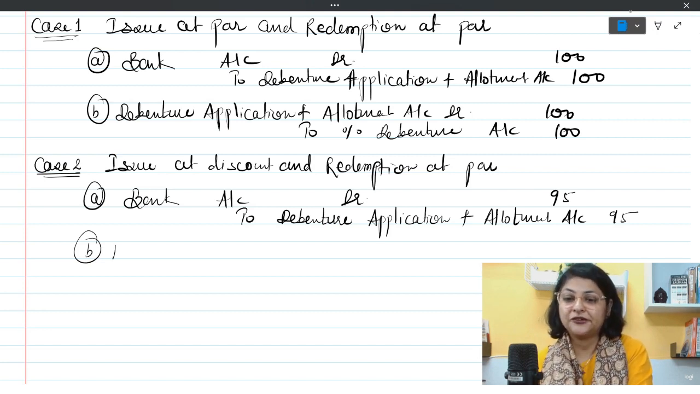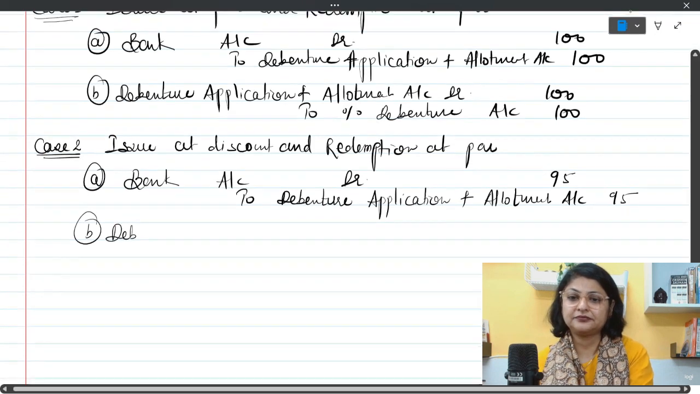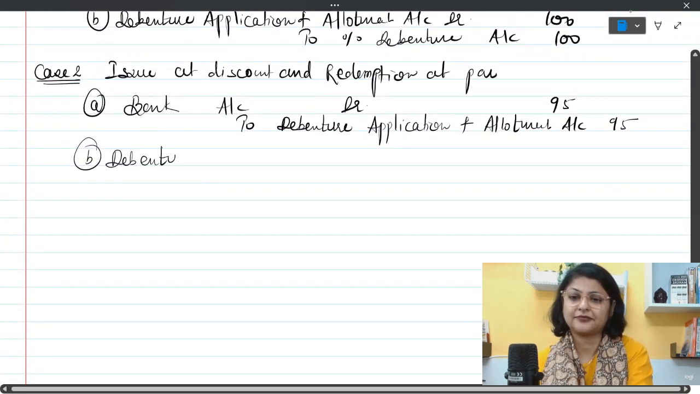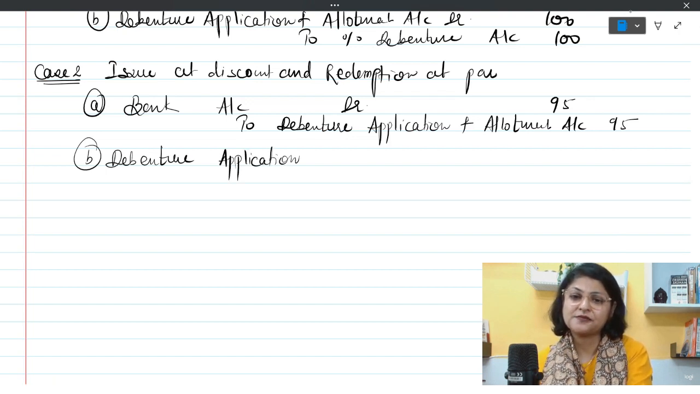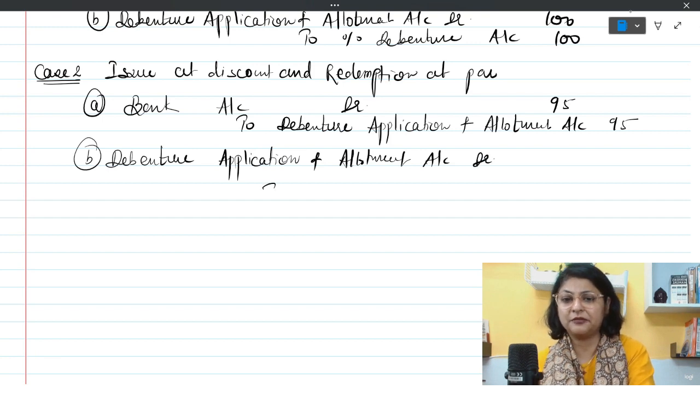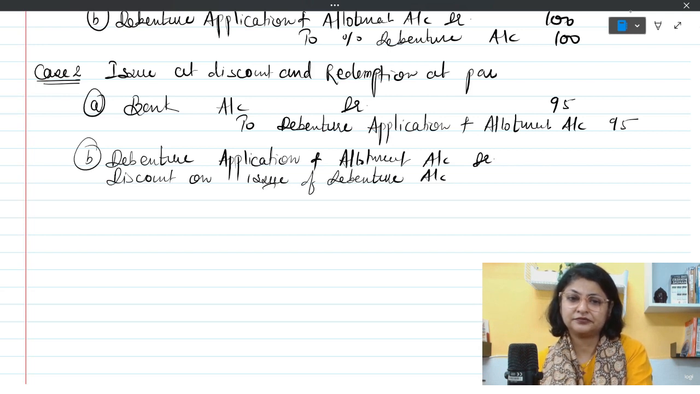Okay. So the entry is going to be debenture application and allotment account debit. Always remember to open this combined account, debenture application and allotment account debit, discount on issue of debenture account debit, to percentage debenture. This entry will be passed.